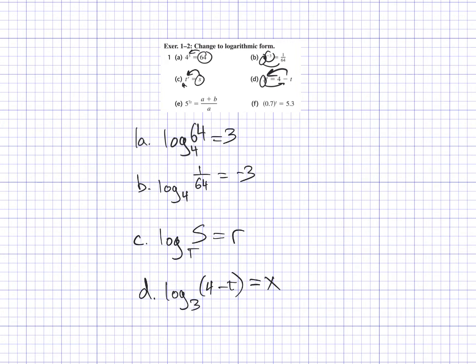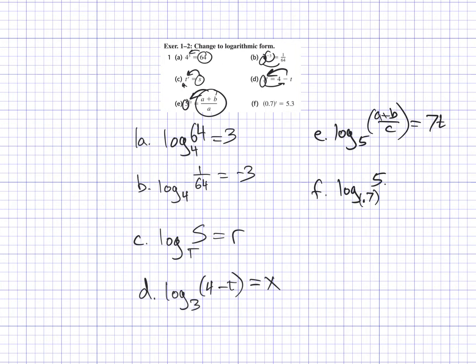Exponent's always the answer, okay? Now E, the base is 5, log base 5 of the whole thing here, a plus b over c, is equal to my exponent, 7t. And then F, you do it, and then come back to this. Log base 0.7 of 5.3 is equal to the exponent t.